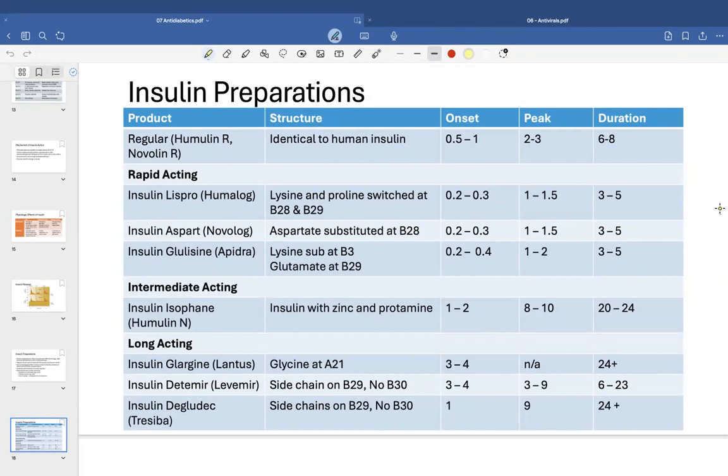Onset 30 to 60 minutes, peak in 2 to 3 hours, duration 6 to 8 hours. Slightly longer than endogenously secreted insulin from the pancreas, even though the product itself is the same. Are you following me? Okay.